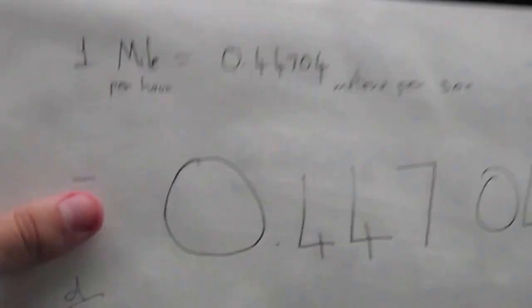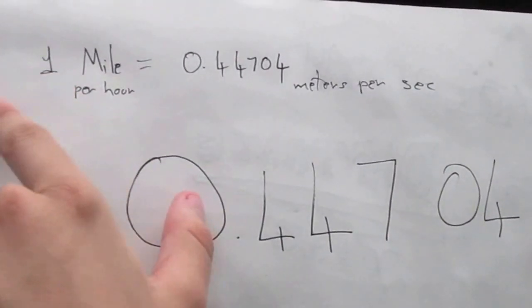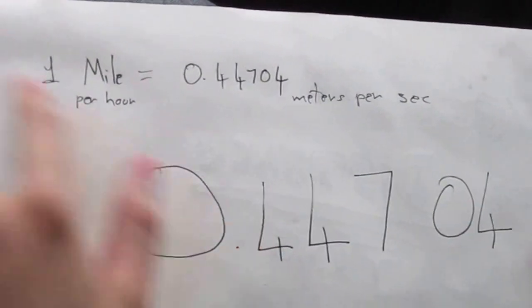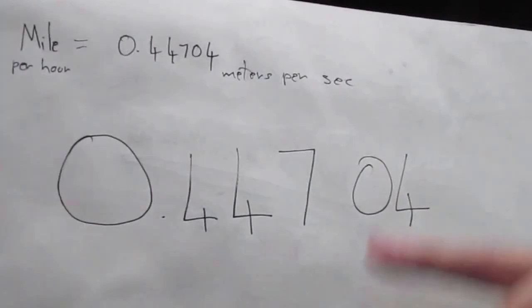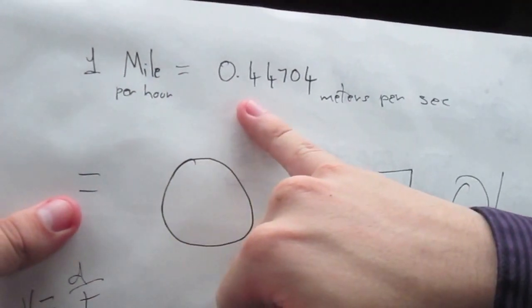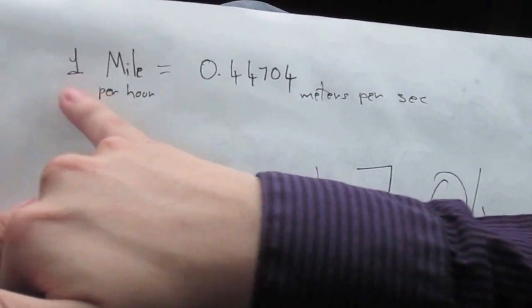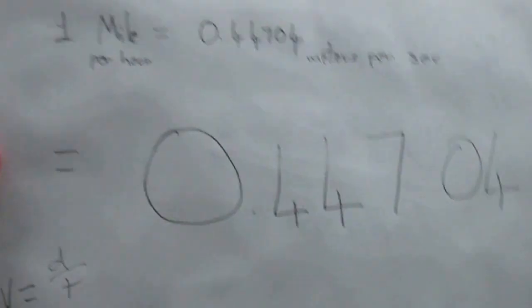Alright, since we are calculating our velocity with the car in miles per hour, we needed to find out how to convert them into meters per second. So here's the formula. 1 mile per hour is equal to 0.44704 meters per second. So for every mile per hour, we'll just have to multiply it by this number.